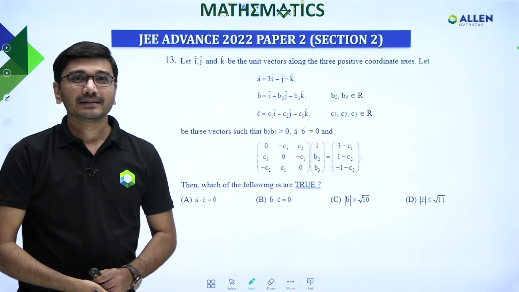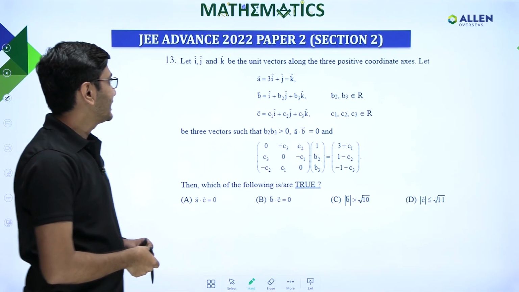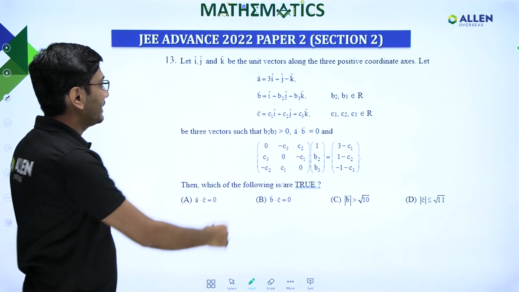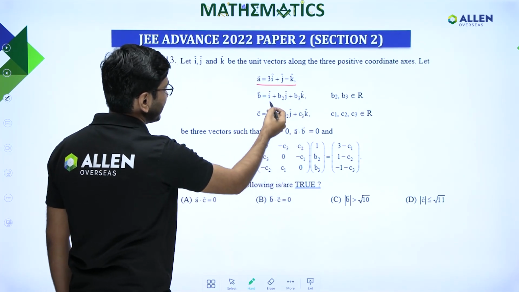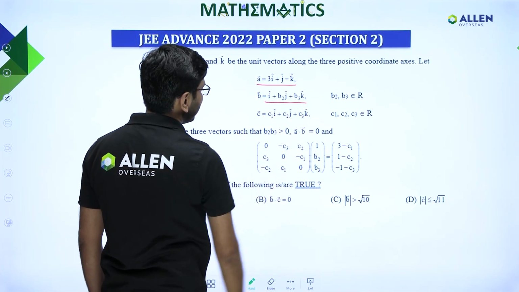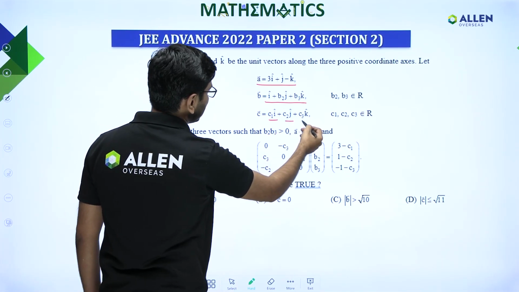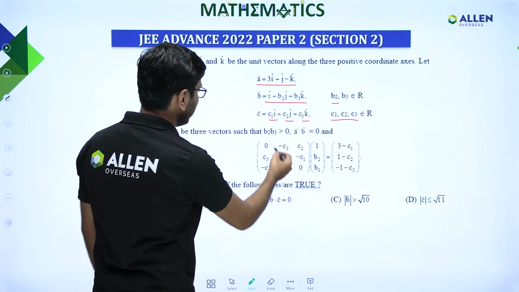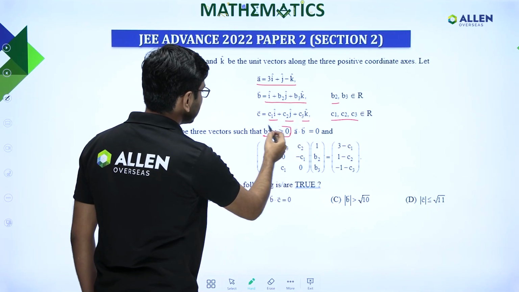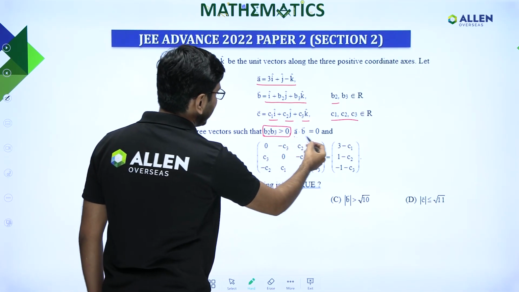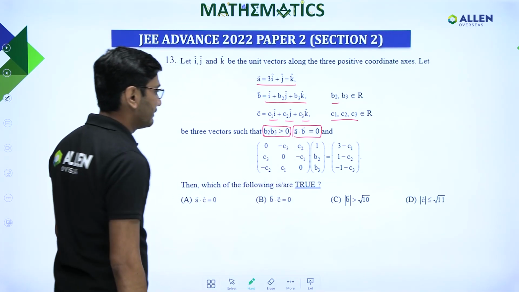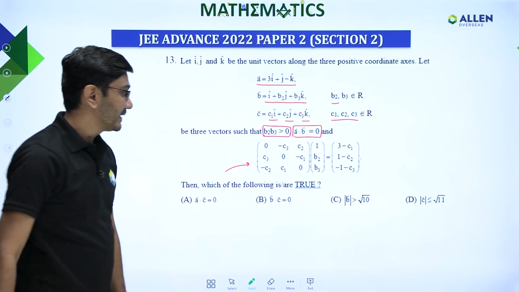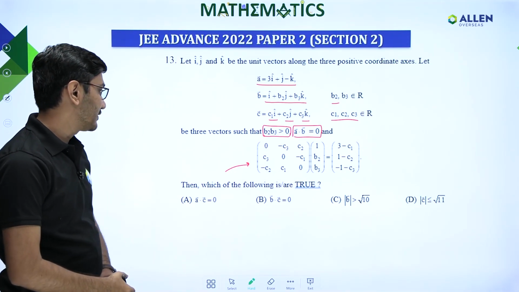Well student, have a look at this question. The question is, let i, j, k be 3 unit vectors along the 3 positive coordinate axes. Let a bar be 3i plus j minus k, b bar be i plus b2 j plus b3 k, and c bar be c1 i plus c2 j plus c3 k, where b2, b3, c1, c2, c3 are real numbers. The product b2 b3 is positive, and a dot b equal to 0 they have given.